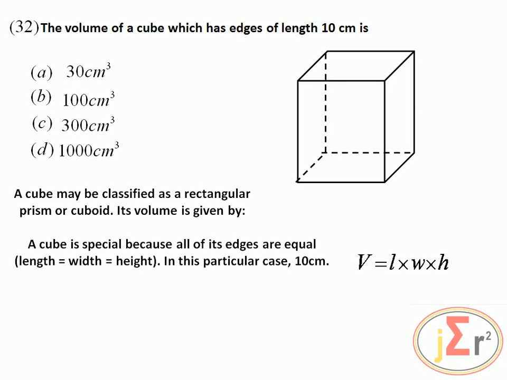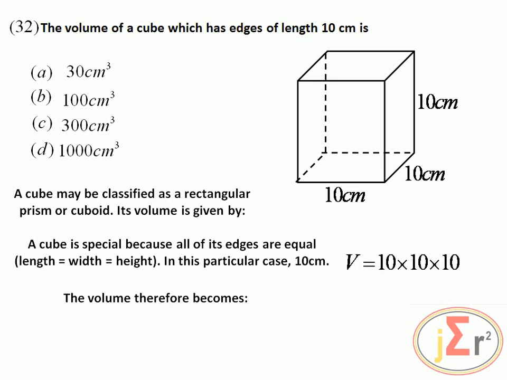So our formula will be simplified because all of those dimensions are equal. The volume therefore becomes 10 multiplied by 10 multiplied by 10. V is equal to 1000 centimeters cube. The correct answer is option D.